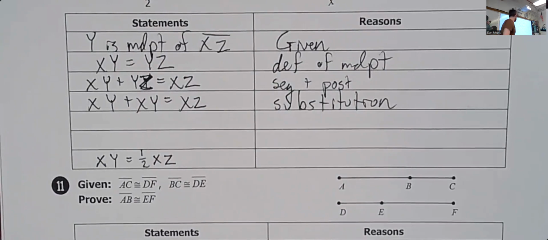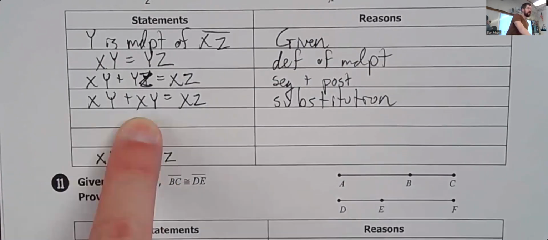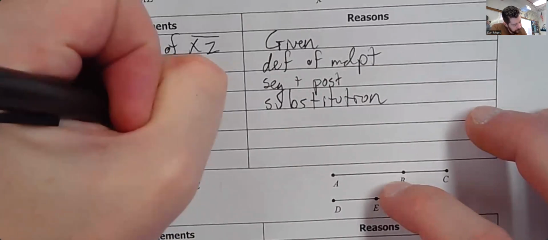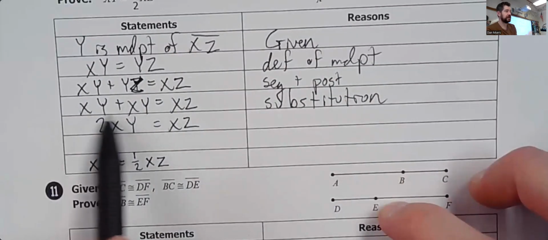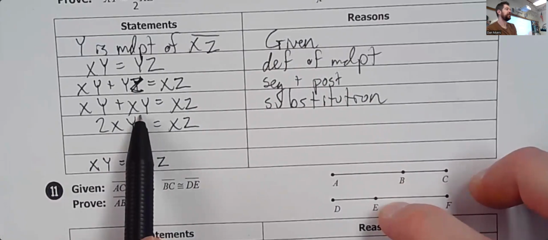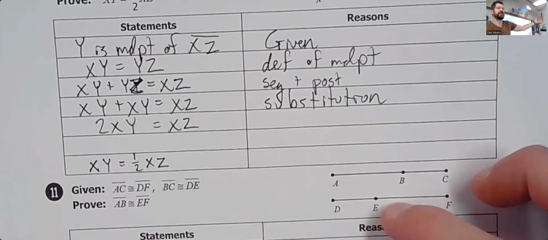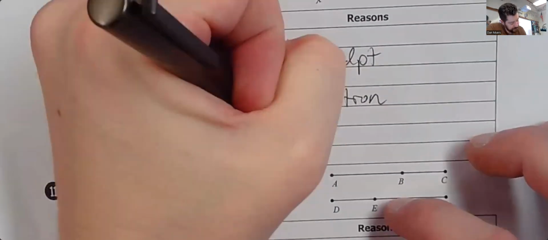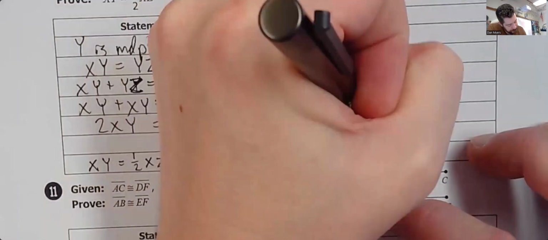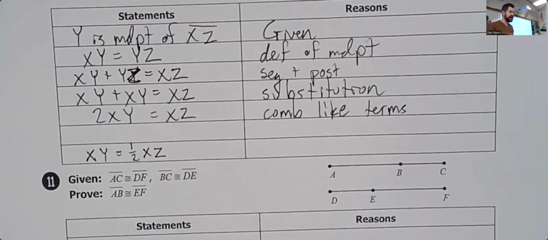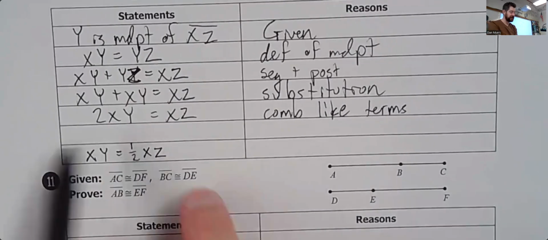By the way, I don't think we're going to have to use every line on this one. What happens if we put these two together? That's 2xy. What did we do when we put those together? We added. What do you call that in algebra when you put things together on the same side of an equation? Combine like terms. There you go. Combine like terms. And then we actually don't need this step here because we can go straight from here to here.